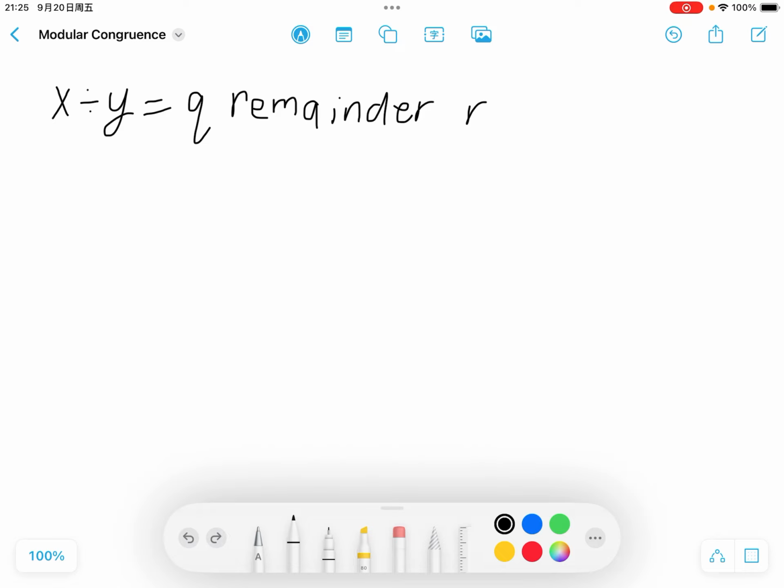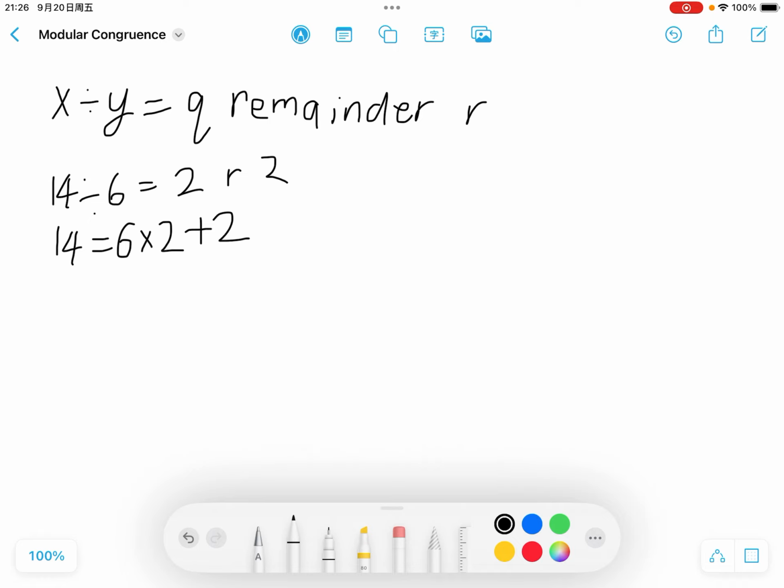Okay, so let's just come up with an example. Let's say 14 divided by 6 equals 2 remainder 2. So the quotient is 2 and the remainder is 2. This means that 14 can be written as 6 times 2 plus 2.